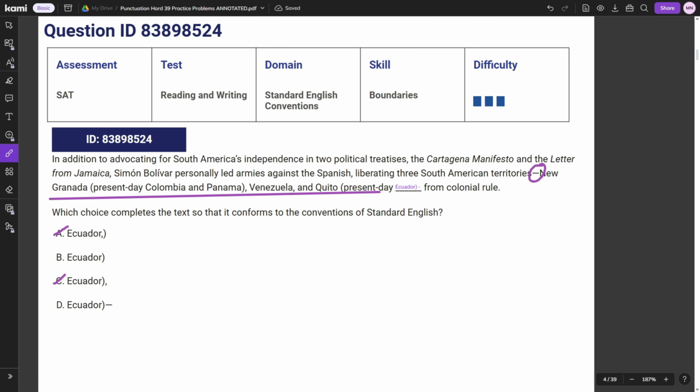So I went ahead and inserted our answer choice into the blank right there, and this would become our dependent clause theoretically. So if we just cross out this entire chunk of text, the sentence should still make sense even though we got rid of that dependent clause. And let's see. This guy led armies against the Spanish, liberating 3 territories from colonial rule. That still sounds good to me. So that means that entire middle chunk of text was a dependent clause, so D would be our answer. It would make sense to put a dash there.